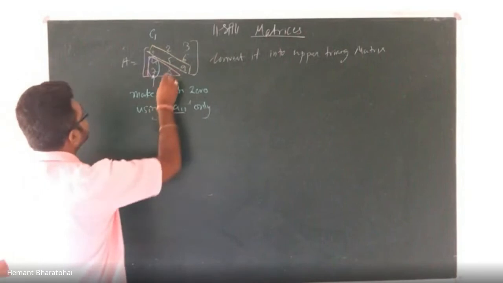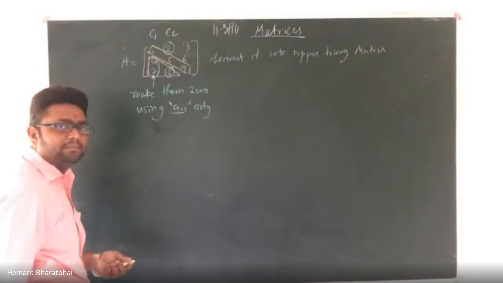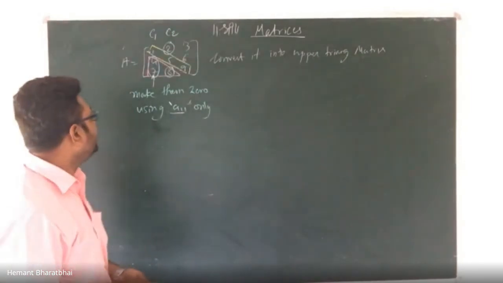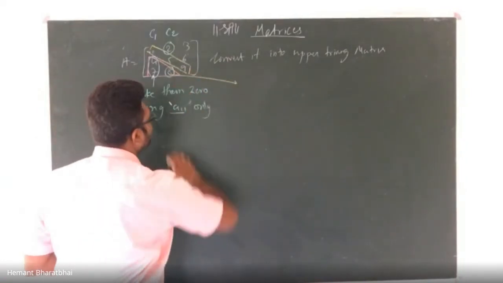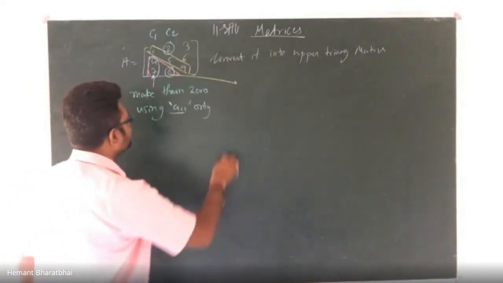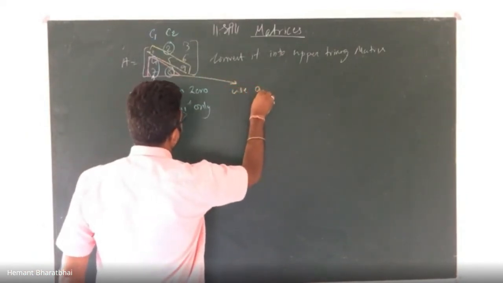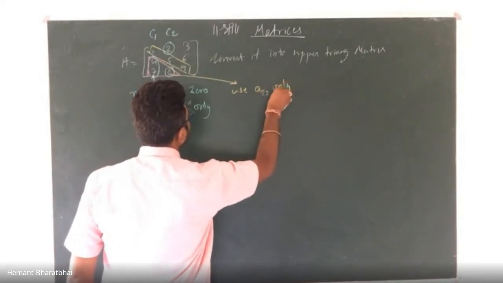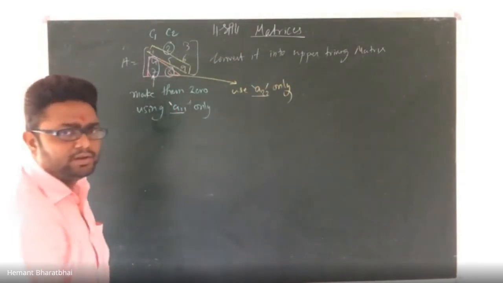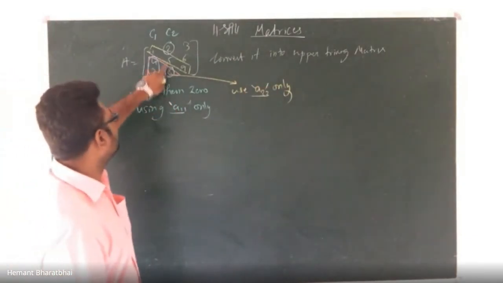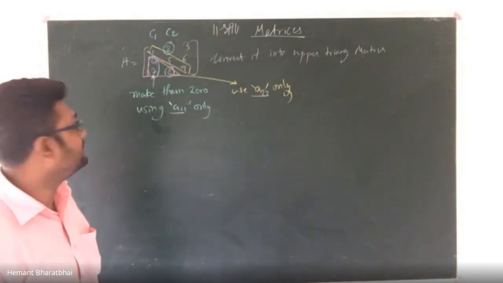Suppose I want to make these two elements 0, which are lying in column number 2. So the elements which are lying in column number 2, how to make 0 to this element? If I want to make 0 by using transformations, use A22 only. Don't use any other element. Use A22 only to make this and this 0. Use only this element to make them 0, not any other element.